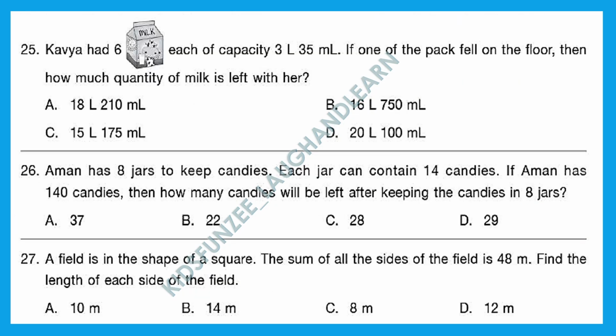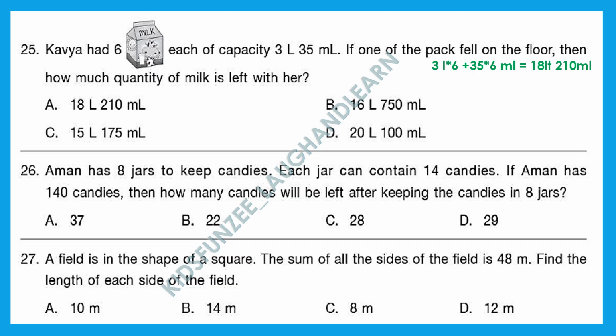Question 25. Kavya had 6 packets of milk, each of capacity 3 liter 35 ml. If one of the packs fell on the floor, then how much quantity of milk is left with her? So one pack has 3 liter and 35 ml. So what will be the capacity of 6 packs? We'll multiply. 3 liters into 6 equal to 18 liters. 35 ml into 6 equal to 210 ml. So 18 liter and 210 ml capacity is there.